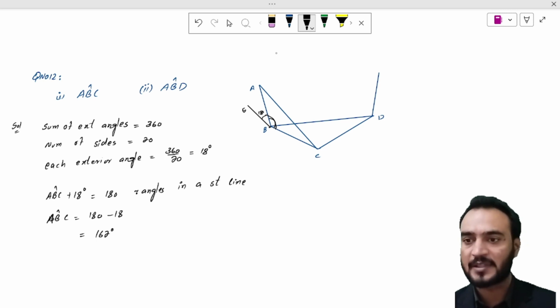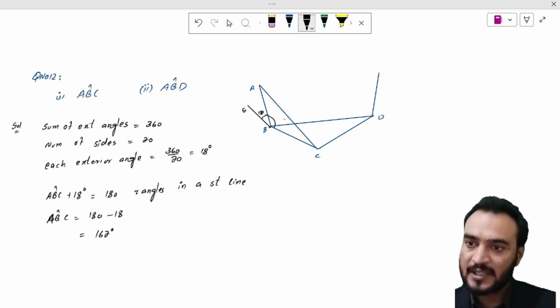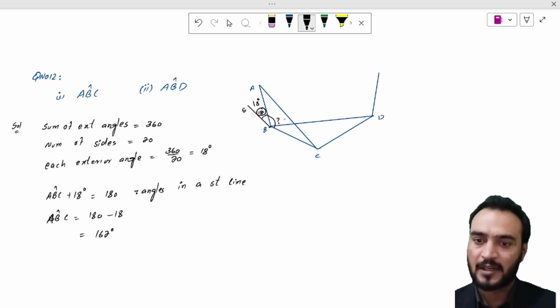To find ABC, which was the interior angle, we need to find the exterior one. This was the interior angle ABC. To find that, we find the exterior angle, which is 18 degrees, and adding ABC with 18 degrees and putting them equal to 180 degrees, because 18 degrees and this internal angle lie in a straight line, we get the interior angle ABC. So this is the method to find this angle.